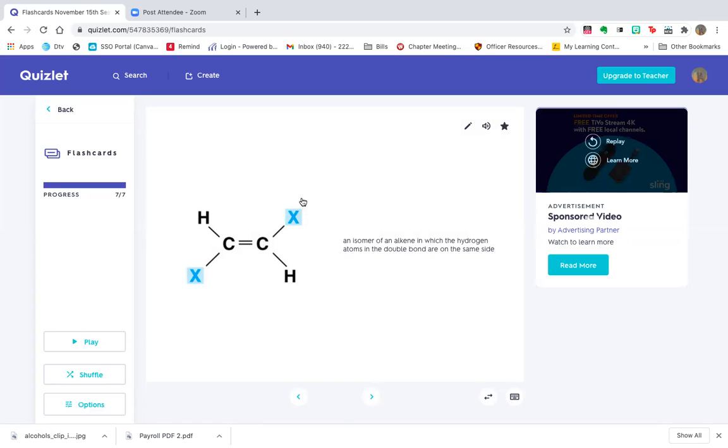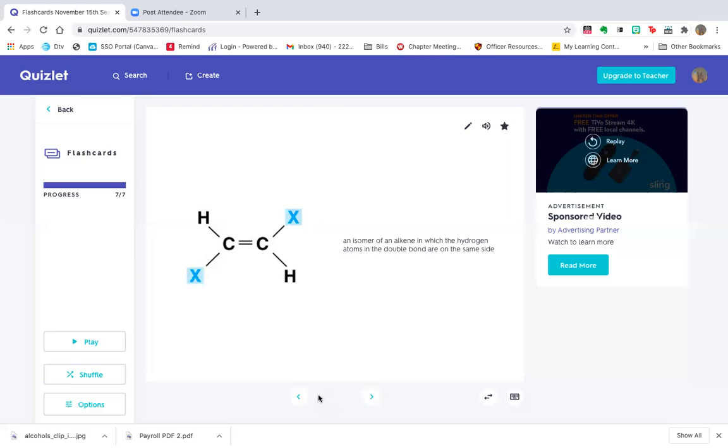Like it could be another carbon, it could be any element really, but they're going to be on different sides. And so she'll show a picture really similar to this, and she'll say, is this a cis or trans isomer? And you just look and see if they're on the same side or different sides, and that's your answer.